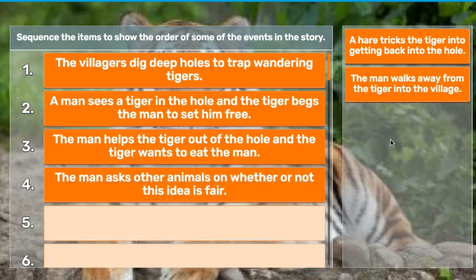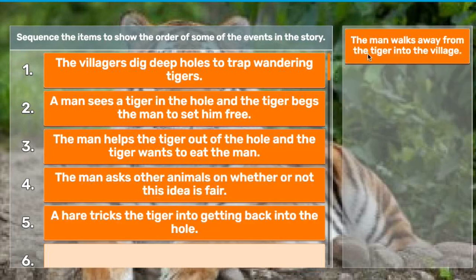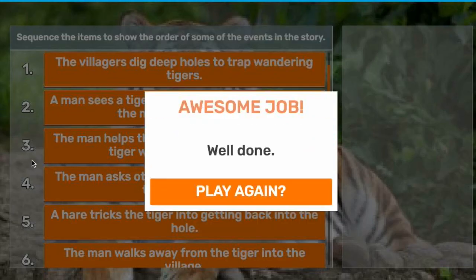Now we're working on our last two events. So, does the hare trick the tiger into getting back into the hole first? Or does the man walk away from the tiger into the village? You're right, the hare tricks the tiger into getting into the hole, which allows the man to walk away from the tiger and into the village.